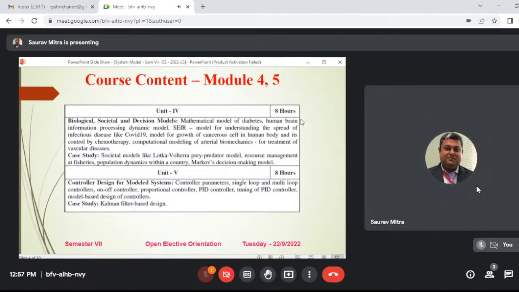Case study: different societal models, it is called the prey predator model. So there are rabbits in the jungle, there are tigers in the jungle. So what should be the count of rabbits in the jungle?